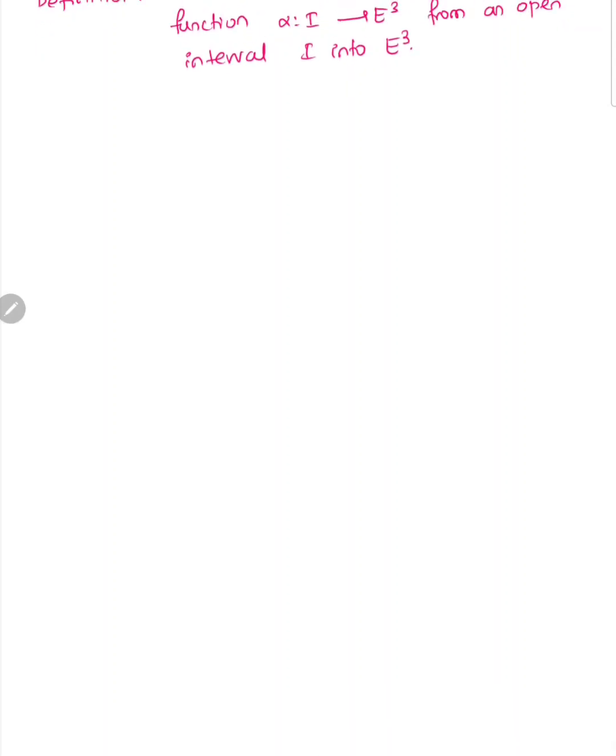So definition says a curve in E3 is a differentiable function alpha from I to E3, that is from an open interval I into Euclidean 3 space E3. So this is how a curve is defined formally in terms of a function.